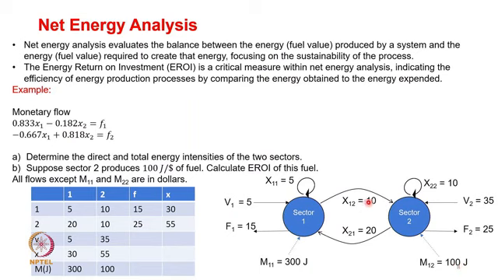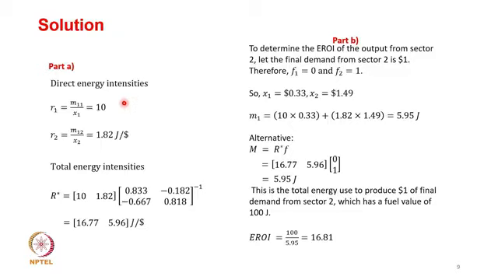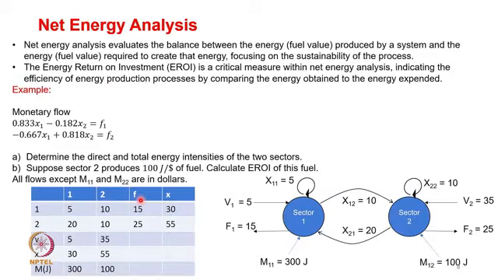So, I am not going into the details of the calculation. We know how these things can be calculated by means of matrix manipulations. That is what we have learned in our previous classes. So, let us go to the direct calculation. The direct energy intensities we compute as R1, which is M11 divided by x1, which is of course 10, and R2, which is M12 divided by x2, which is 1.82. Total energy intensity requires the calculation of R star, and you have this R1 and R2, divided by this matrix that is coming from your equations.